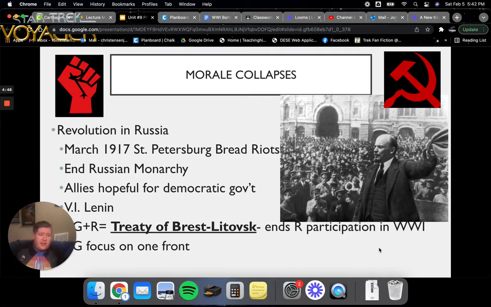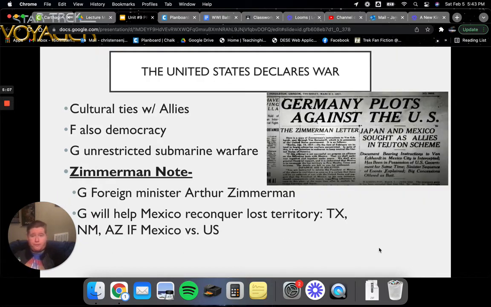Now, due to this, Russia decided, yeah, we're done with the war. We're out. And they signed the Treaty of Brest-Litovsk, which ended their participation in World War I. Now the Eastern Front is no longer in play. The Germans now could focus solely on the Western Front and go from there.